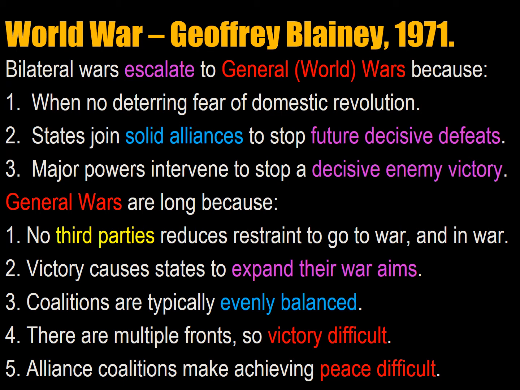Number 4, there are multiple fronts, so victory is difficult. In the First World War, you had a war in East Africa. You had war in the Near East, you had war in the Balkans, you had war in the Caucasus, you had war in all the different parts of Europe, and you had submarine conflicts in many of the oceans. Number 5, alliance coalitions make achieving peace difficult because the countries disagree. And so they come to some very broad common agreement to continue the war rather than make peace.